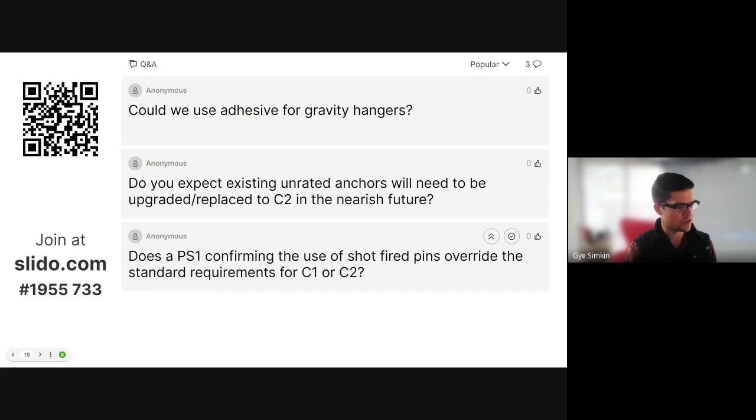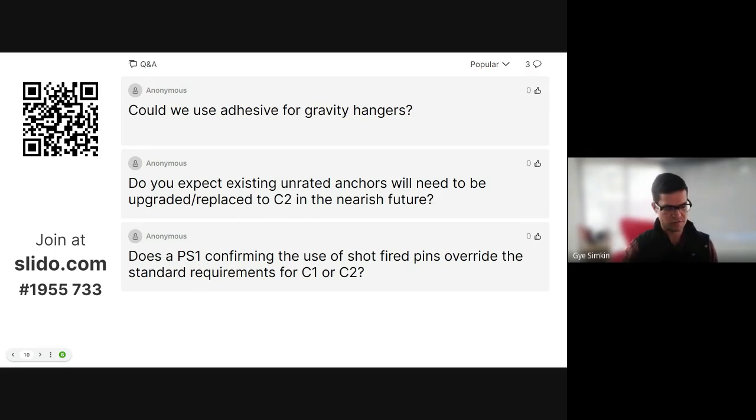Does the PS1 confirming the use of shot-fired pins override the standard requirements for C1, C2? That is a good one. So shot-fired pins aren't traditionally used now for your ceilings for various reasons. And so if there's a PS1, I imagine that would have been an older PS1 for shot-fired pins. So for now, the C1, C2 would overwrite that. But yeah, there's a lot of good questions here, a lot of good stuff that we will confirm.